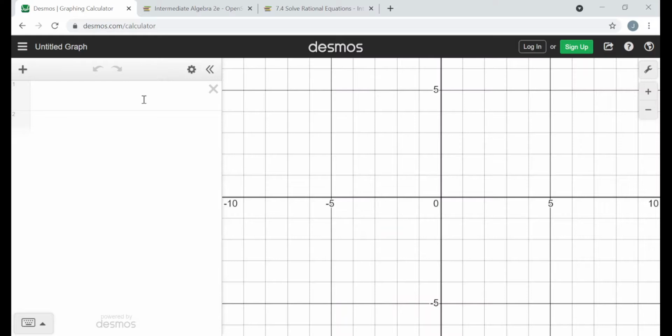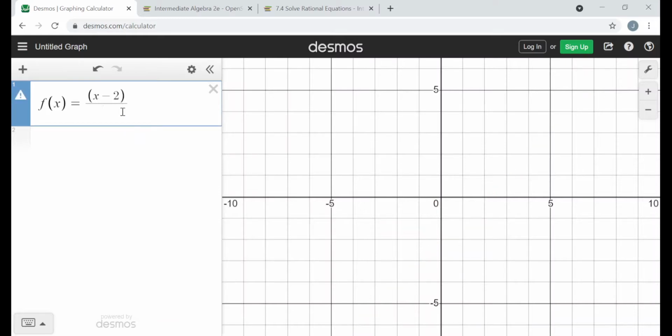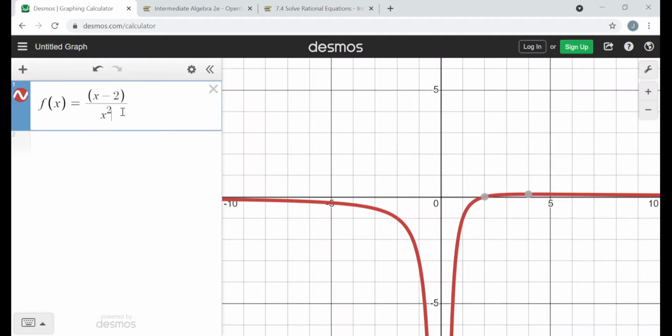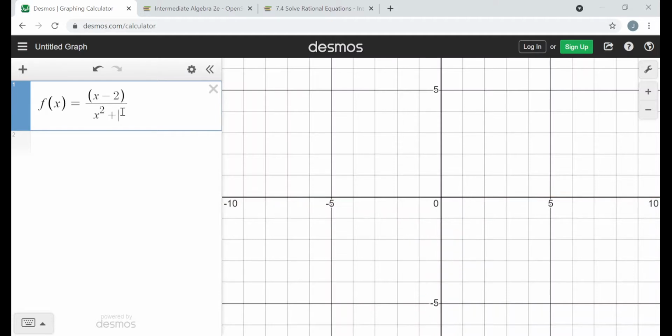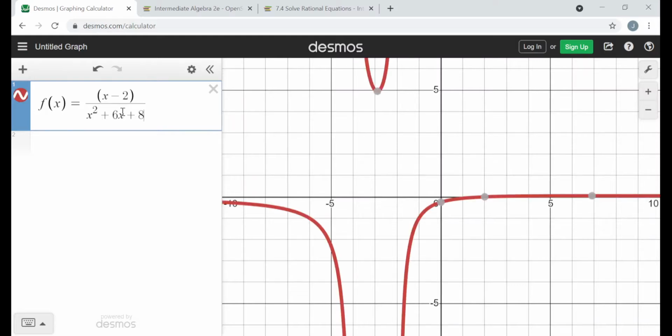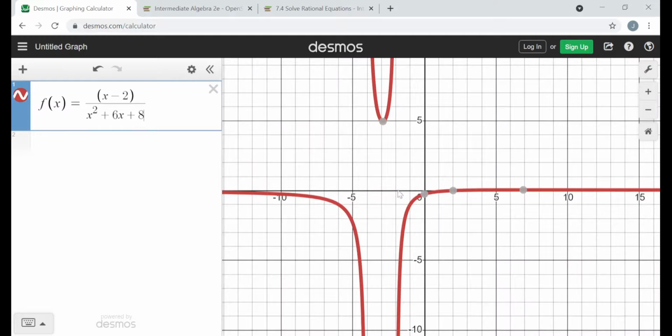Then off to the side here, in one of these spaces, I'll put the function we were given, f of x equals, and in the numerator, I'll put in parentheses x minus 2, divided by, and in the denominator it was x squared plus 6x plus 8. You see all these red points that just showed up here? The graph is in red.